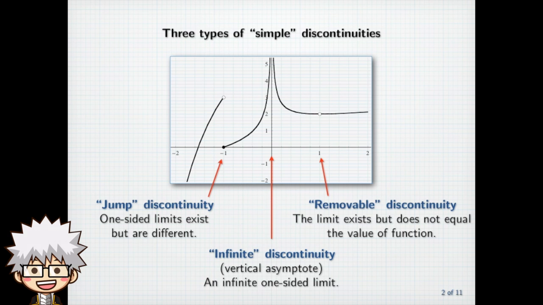Here the limit exists but does not equal the value of the function. In this particular case, the function is undefined, but the same thing would be true if it were defined to be anything other than the limit as x approaches 1. If the function's value at 1 were 2, then the hole in the graph would be filled in and the function would become continuous. This is why we refer to this type of discontinuity as removable.